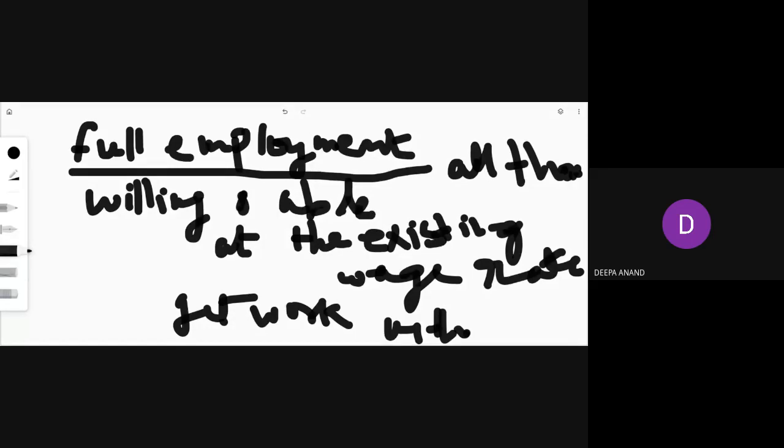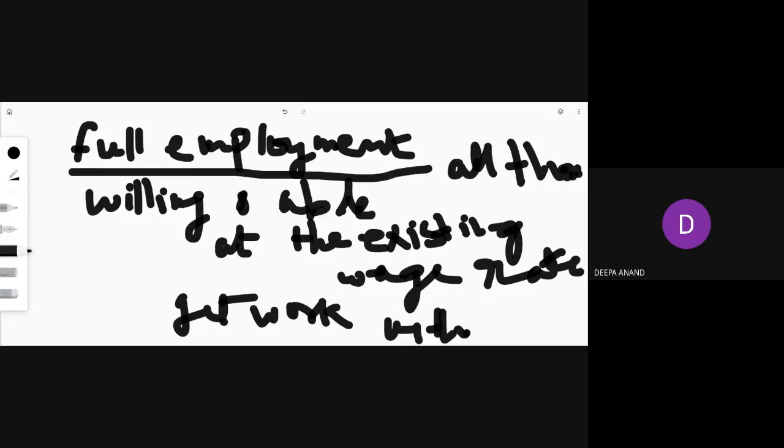Some of you read the definition. Any one of you, read the definition. What is full employment? I have written only the key terms, but you have to complete it. Yes, ma'am. Full employment refers to a situation in which all those people who are willing and able to work at the existing wage rate get work without any undue difficulty.